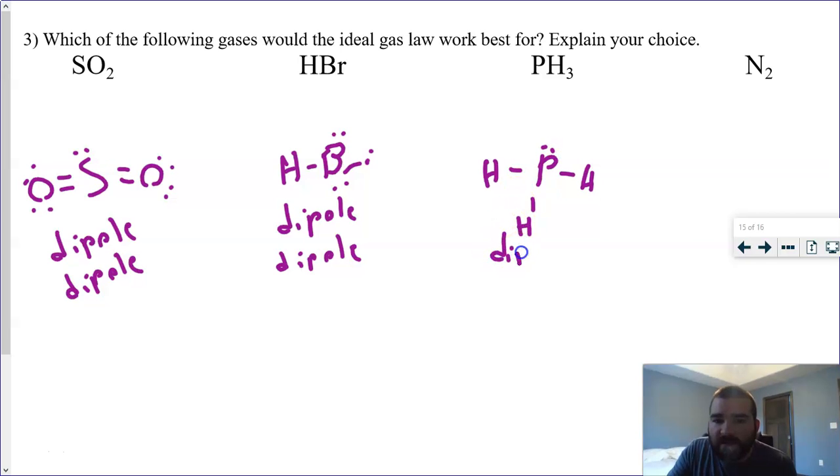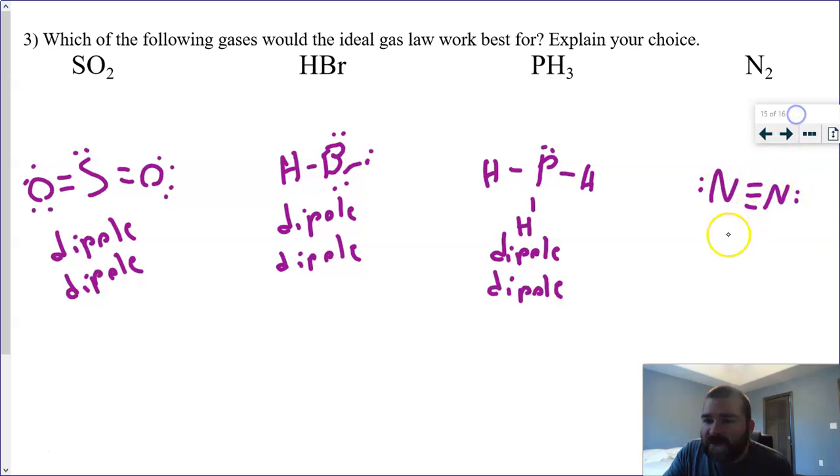This has dipole-dipole. N2. Oops. There we go. N2. Looks like this.